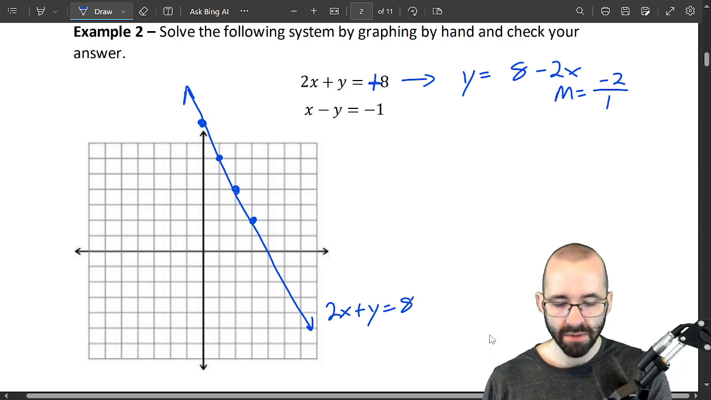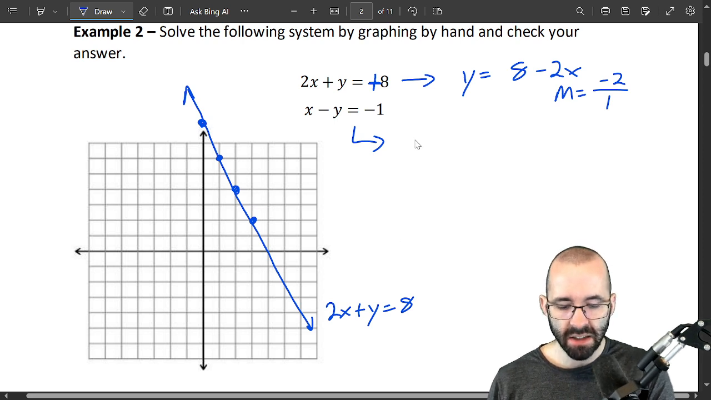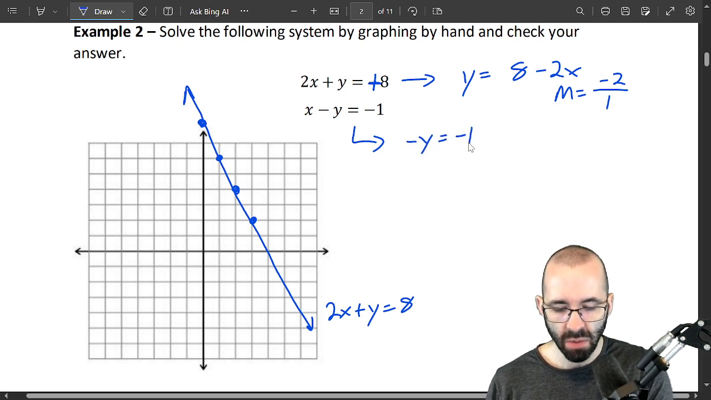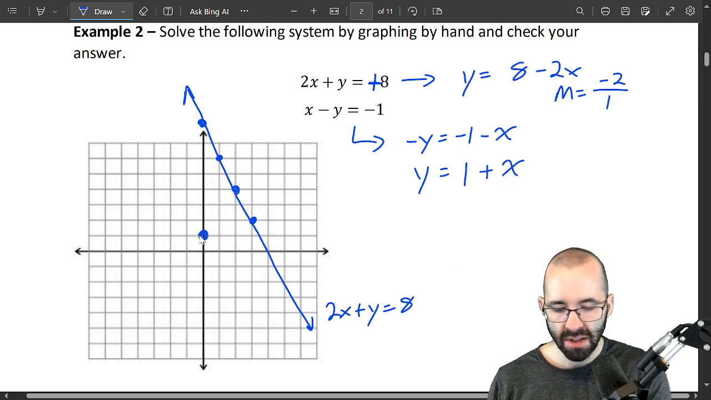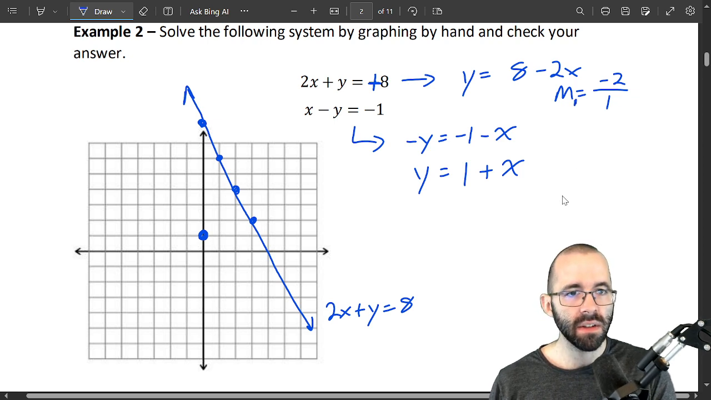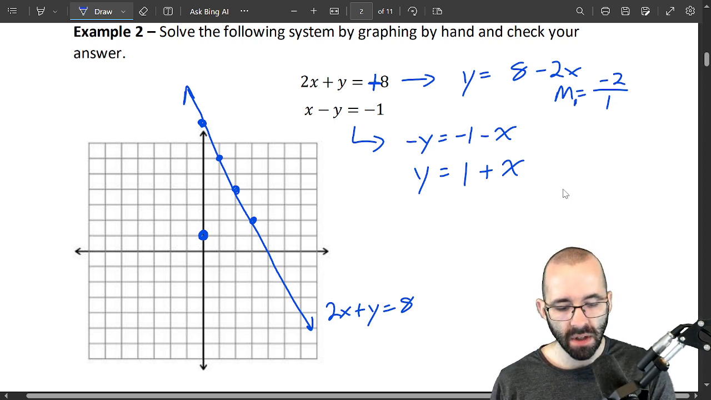And we can do that for the other one as well. Let's subtract x from both sides. We're going to get y is negative 1 minus x. And then let's multiply both sides by negative 1. y equals positive 1 plus x. The y-intercept is positive 1. I'm going to call this m1. That was our first slope.